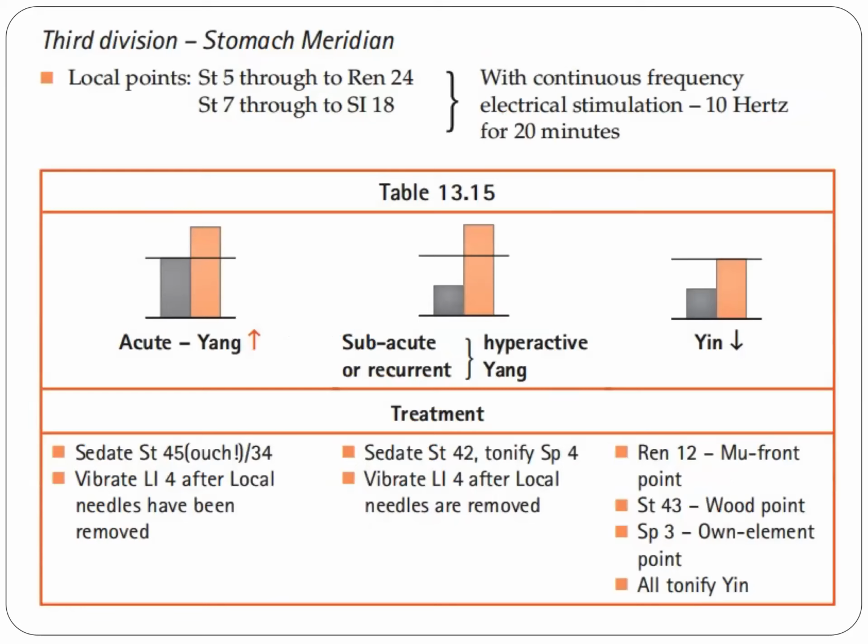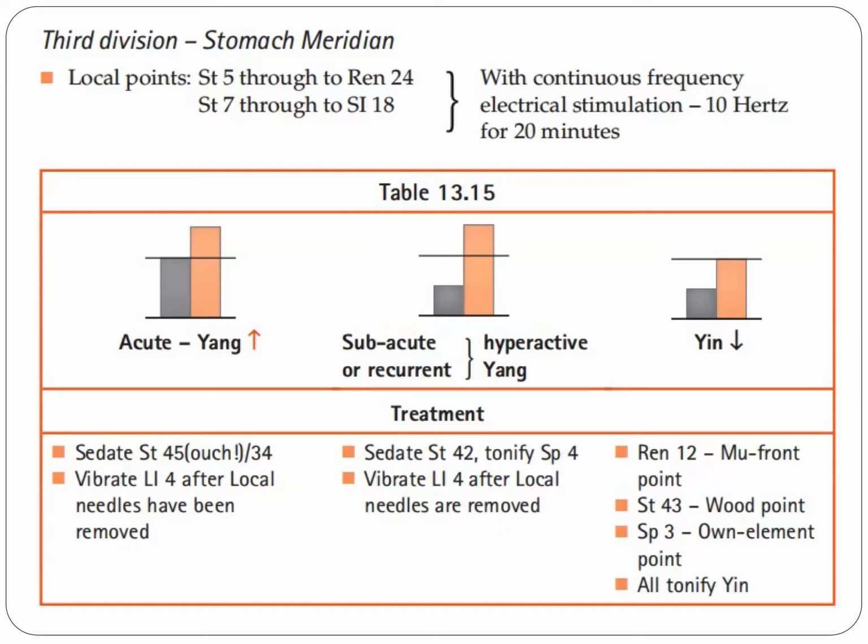Local points, stomach 5 through to REN 24. Stomach 7 through to SI18. With continuous frequency electrical stimulation, 10 Hertz for 20 minutes. So the first tower diagram, excess yang, acute. Sedate stomach 45 or 34. Vibrate LI4 after local needles have been removed. So for the subacute or recurrent, hyperactive yang, sedate stomach 42, tonify spleen 4, vibrate LI4 after local needles are removed.